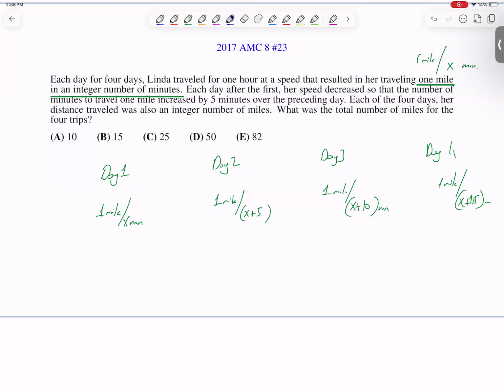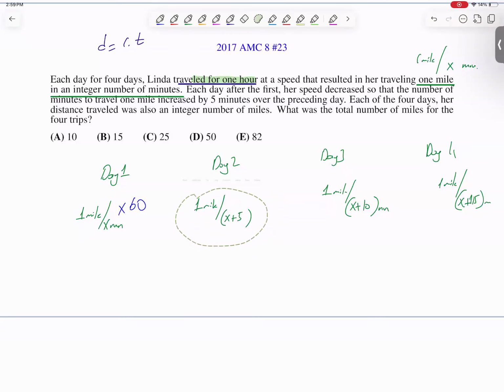And Linda traveled 1 hour every day, and each of the 4 days her distance traveled was also an integer. So we have to multiply: distance is equal to rate times time. Since she traveled 1 hour every day, and the rate is in minutes, 1 hour is 60 minutes, times 60 gives us the distance. Rate times time is the distance covered. And then the next day, 1 mile over x plus 5, times 60.